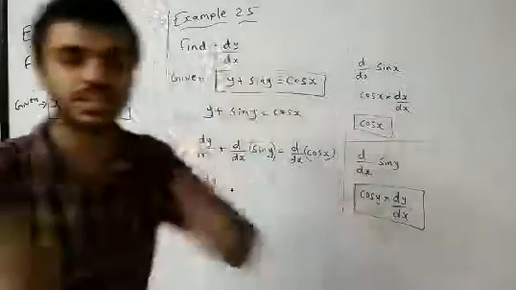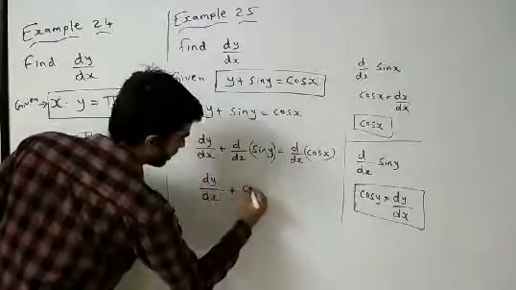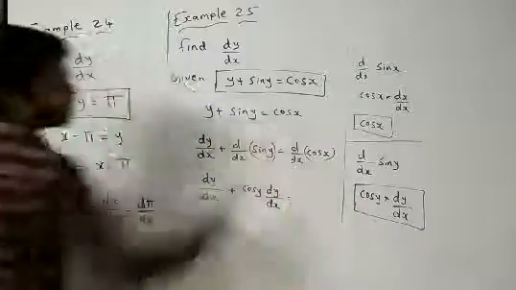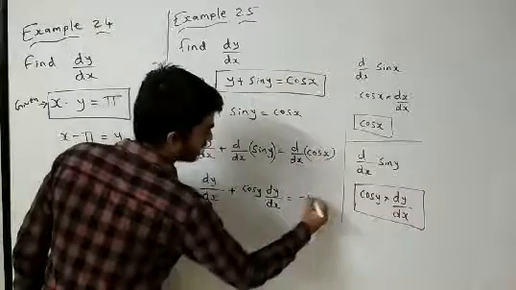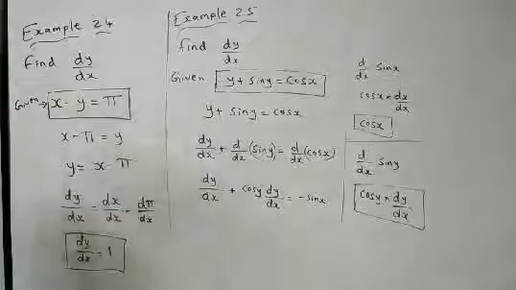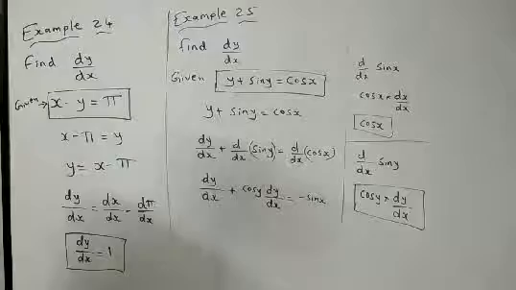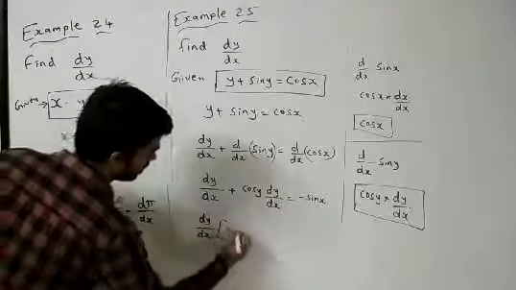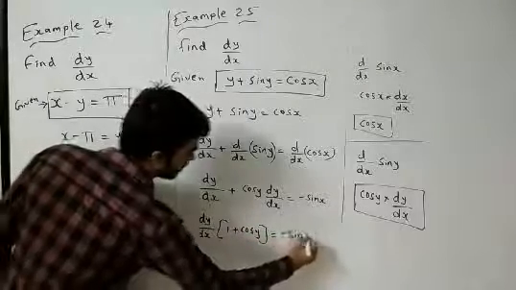If you understood this, then this sum is over. How? d by dx of sin y, cos y, and the derivative of cos is minus sin. Here also x, here also x. So minus sin x into dx by dx. So into 1, that is the same thing, you will be getting minus sin x. Now you take out dy by dx common. dy by dx is common: 1 plus cos y is equal to minus sin x.